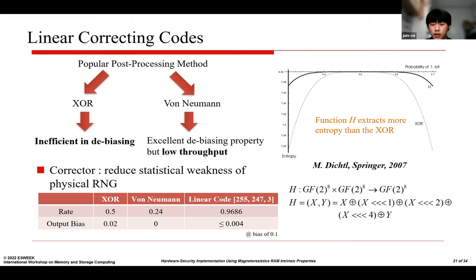This function compresses 16 bits to 8 bits, and it can be implemented by left shift and exclusive OR gates. And this table shows a performance of three different linear codes, and we can see a good linear code has a high rate and good debiasing.